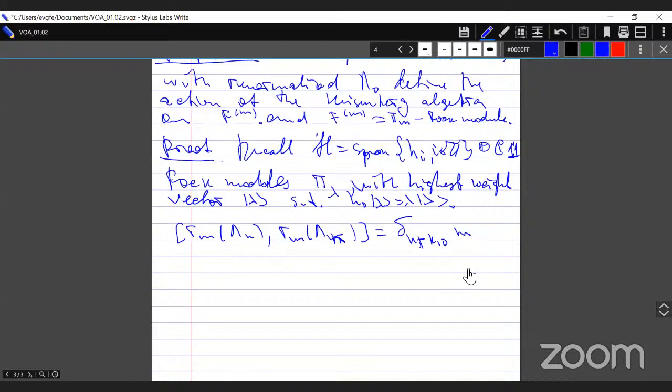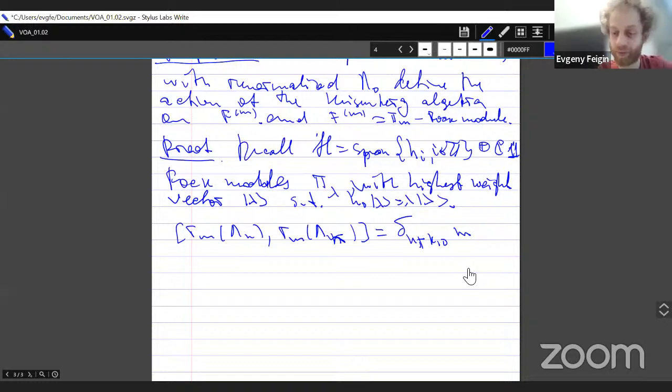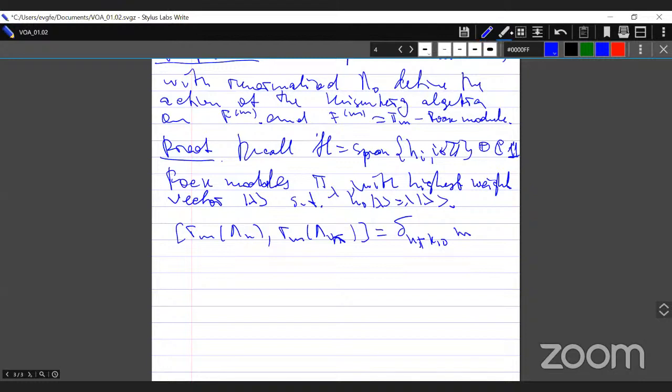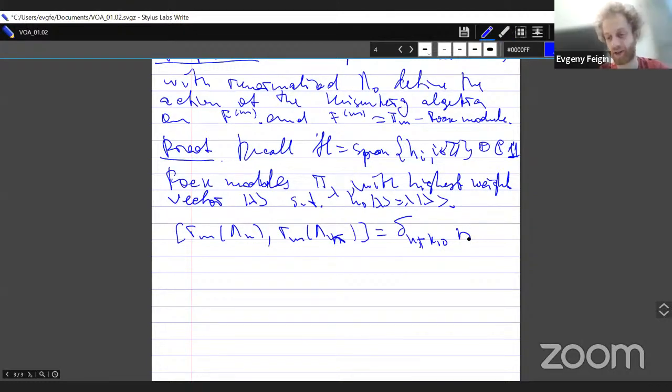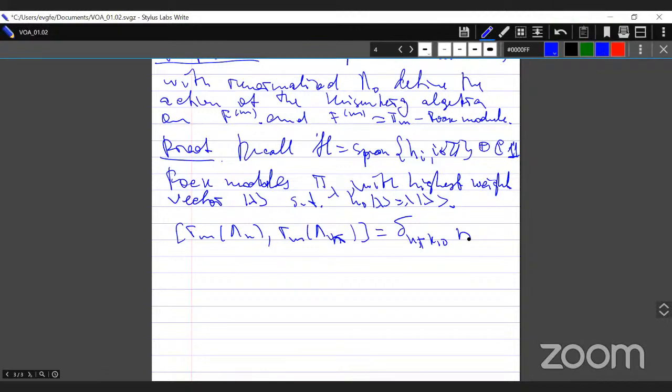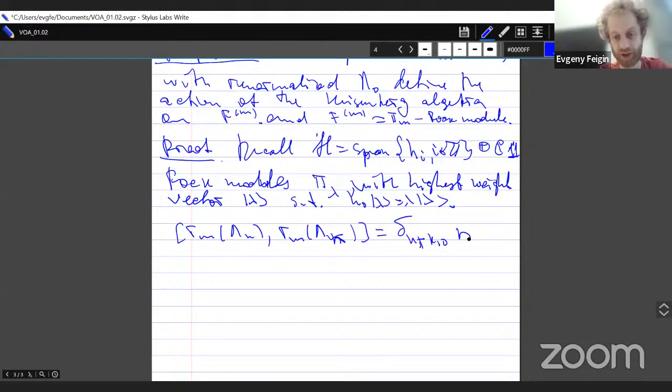Sorry, is it m or is it n? It's m. Oh, sorry. Thank you. Like this, right? Yeah. So correct now, right? Okay, so this is the formula which matches with the commutator relation for the Heisenberg algebra. So we indeed have an action of the Heisenberg algebra.